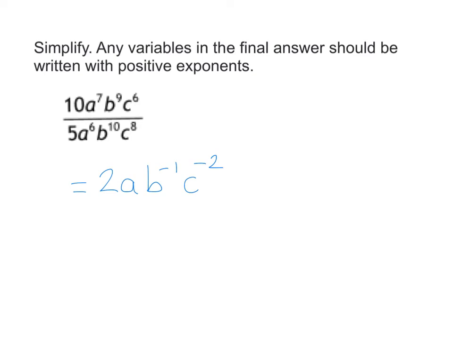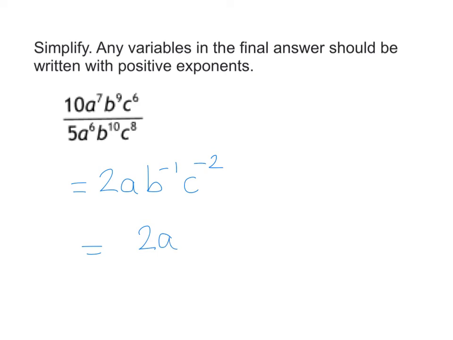We did one like that, you did one like that yesterday, and I said that's okay to leave it like that. But now we know that we can do something with the negative exponents. And remember, we flip it, right? So that b to the power of -1 becomes a 1 over b. But really, here's what it's going to look like.